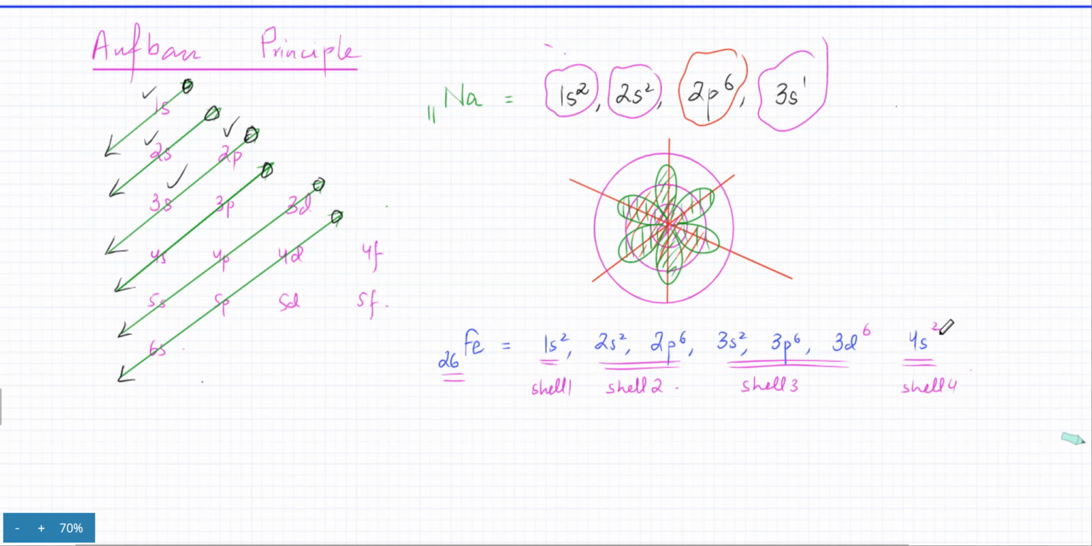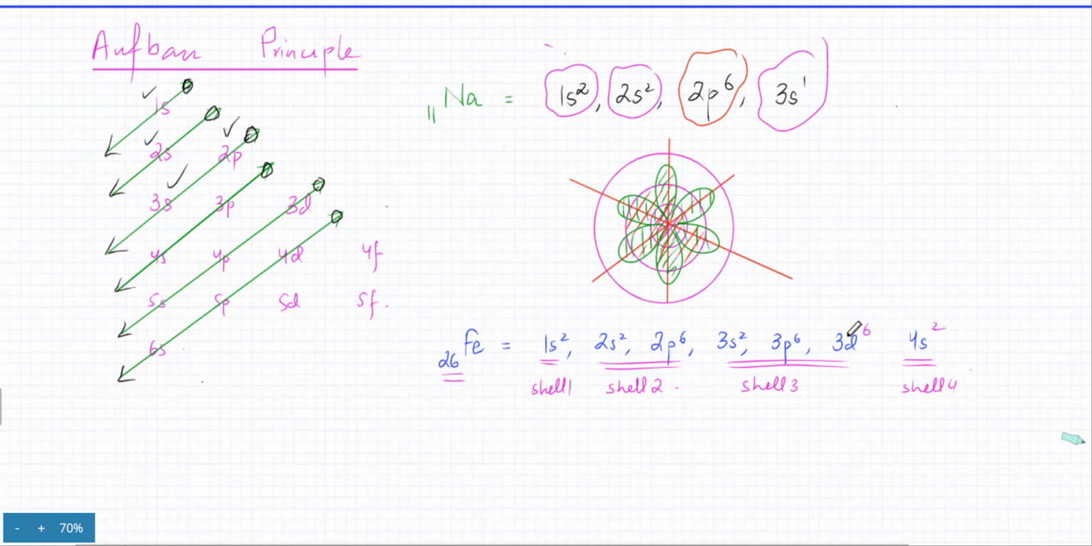And I'll also explain why the outer shell actually gets filled before the 3D subshell. The reason that happens is that the third shell has so many electrons, like 2 electrons, 6 electrons, and another 6 electrons, that there's a lot of repulsion in the third shell. There are too many electrons in the third shell. Think of this as the region of the third shell.